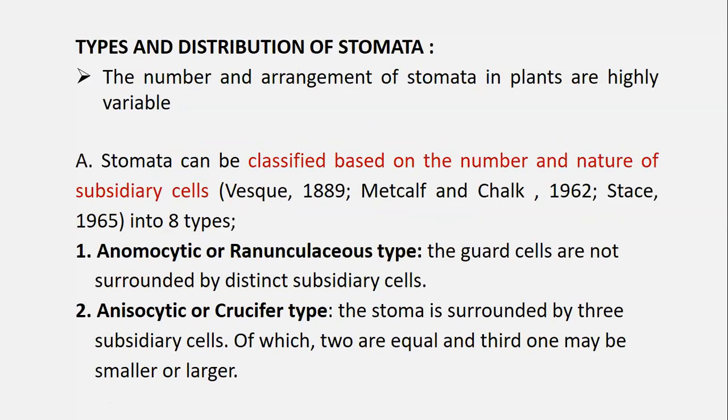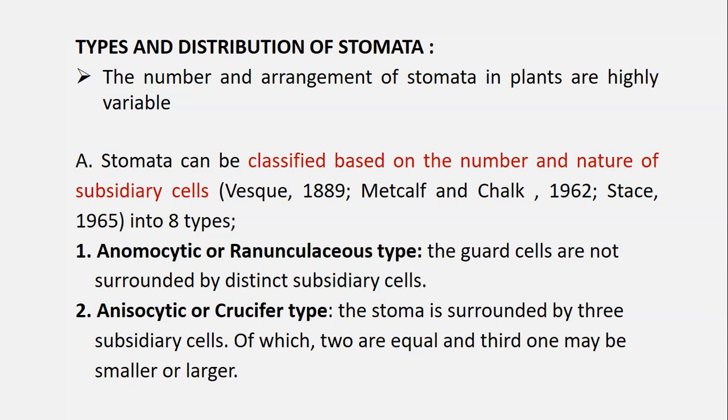Coming to the types and distribution of stomata, the number and arrangement of stomata in plants are highly variable. Stomata can be classified based on the number and nature of the subsidiary cells into 8 types, and this classification was carried out by several scientists, of whom a few are very important: West 1889, Metcalfe and Chalk 1962, Stace 1965.